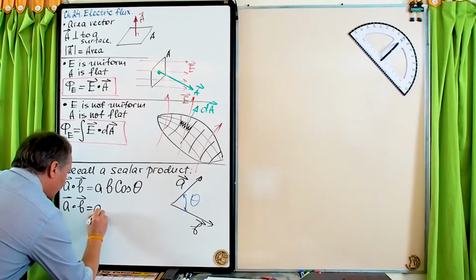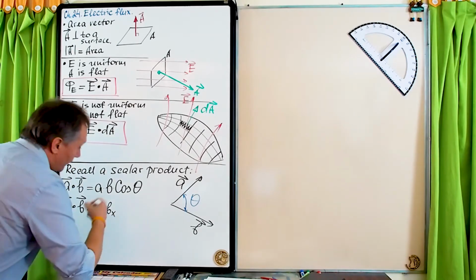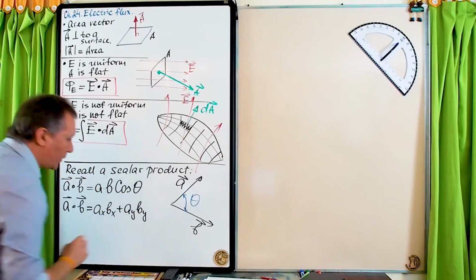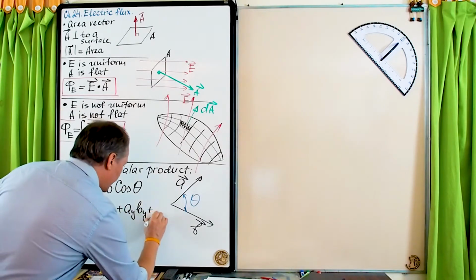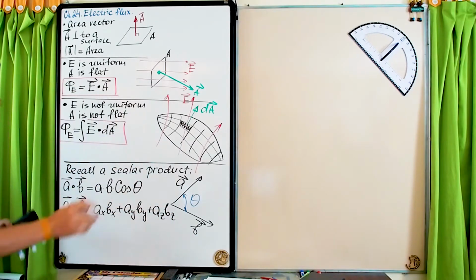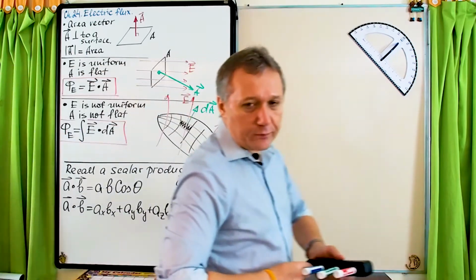So ax, bx, you see, just the product of the x components, then the product of the y components, and then the product of the z components, and you add them all up. So the first option and the second option. So that's what we need for today.